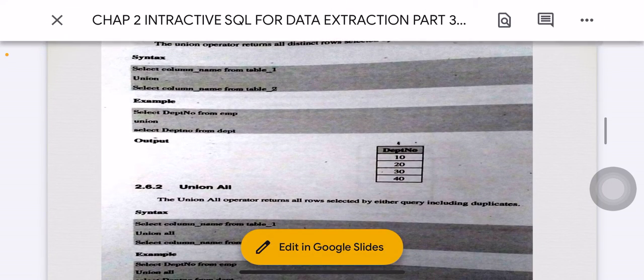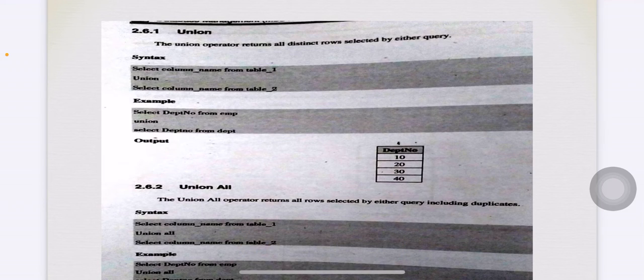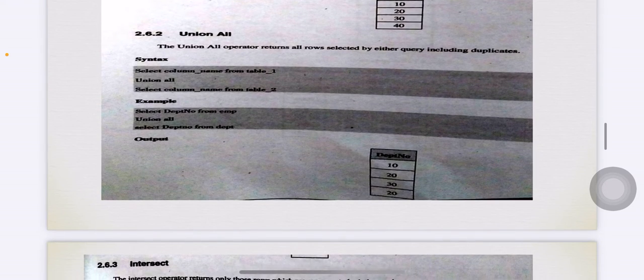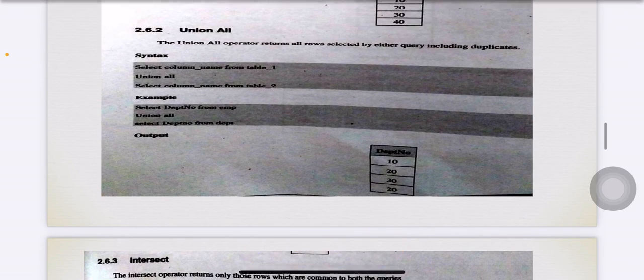The union operator returns all distinct rows selected by the query. Syntax: select column name from table 1, union, select column name from table 2. Example: select department number from employee, union, select department number from department. Union all: the union all operator returns all rows selected by either query, including duplicates.